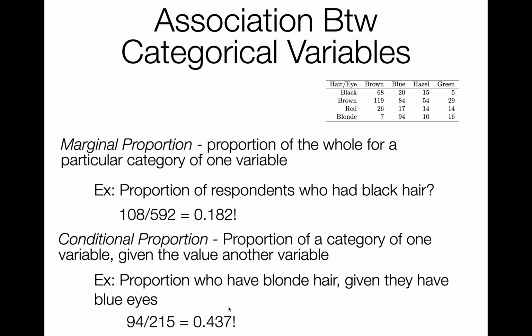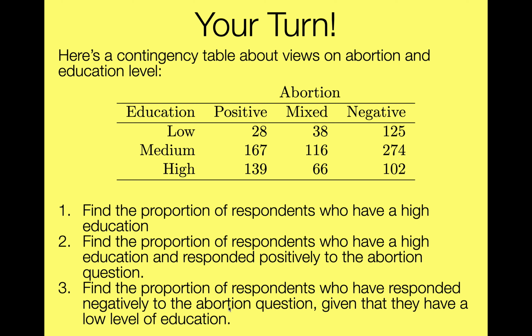This should maybe make some sense to you because blonde hair and blue eyes do sort of go together. So that's a conditional proportion, and that can be especially interesting to us when explaining a relationship. So here's the first your turn.